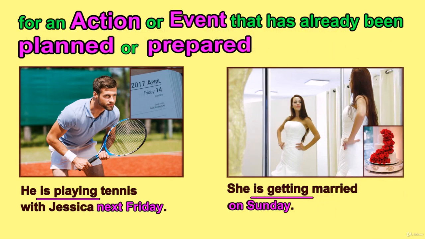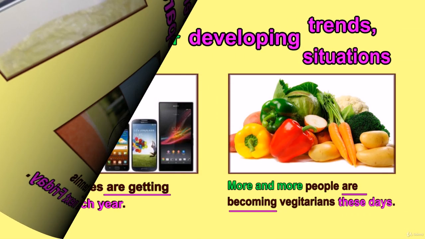Also, we use this tense to talk about our arrangements or plans for the future. For example, he is playing tennis with Jessica next Friday, or she is getting married on Sunday. We know when it is going to happen and where it is going to happen.